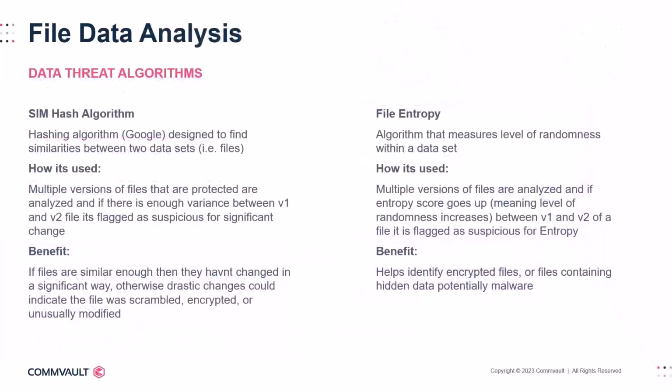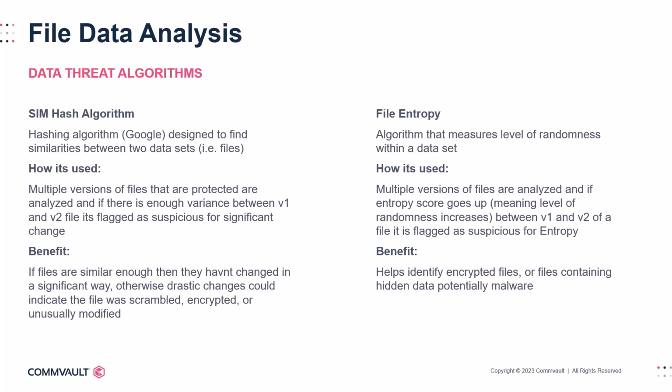The content analyzer uses two algorithms to inspect files. The SimHash algorithm is designed by Google to find similarities between two datasets. Multiple versions of protected files are analyzed, and if there is enough variance between versions, drastic changes could indicate the file was scrambled, encrypted, or unusually modified.